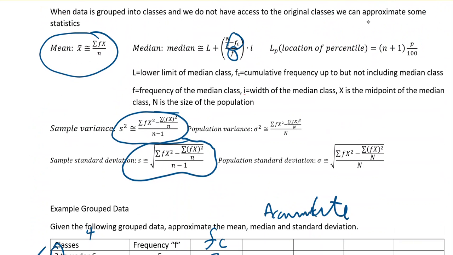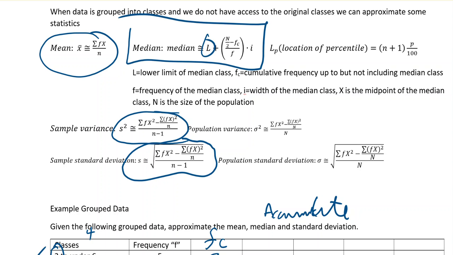So let's start with the formula again. The first thing we're going to look at is L, the lower limit of the median class. To do that, I need this formula. This formula tells you the location of the percentiles. It gives you where the percentile is.